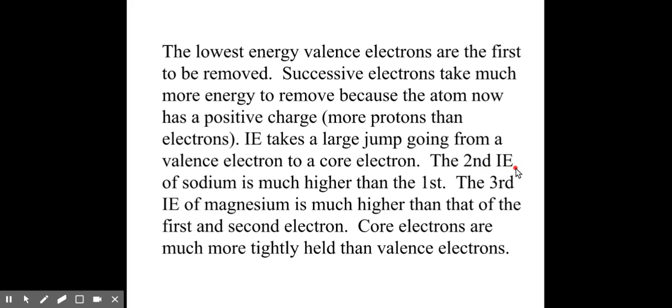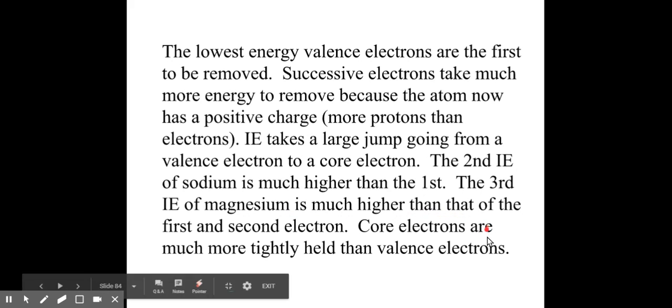The second ionization energy of sodium is much higher than the first, because at that point, if we pulled one electron away from sodium, we would be at a noble gas configuration, and that's why. The third ionization energy of magnesium is much higher than that of the first and the second. That's because if we pulled two electrons away from magnesium, we would have a noble gas configuration again. So that's why there's a big jump on the third one. Core electrons are much more tightly held than valence electrons.